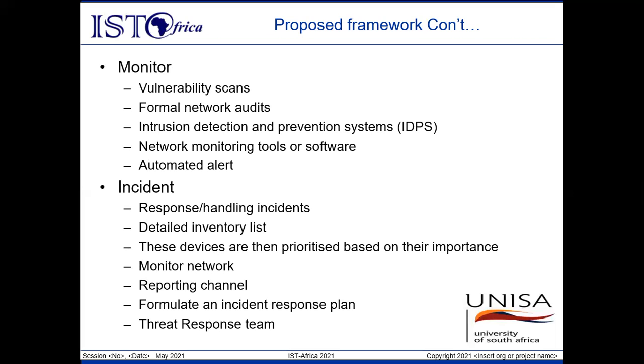Network monitoring tools or software such as Simple Network Management Protocol, network taps, port mirroring, and software-defined networking are supposed to be configured or installed in networks for tertiary institutions for monitoring purposes. Automated alerts are one of the things that tertiary institutions can use to monitor their network. For example, they can set up a policy in their intrusion prevention system so that if there are any threats in their network, the systems administrators are automatically alerted.